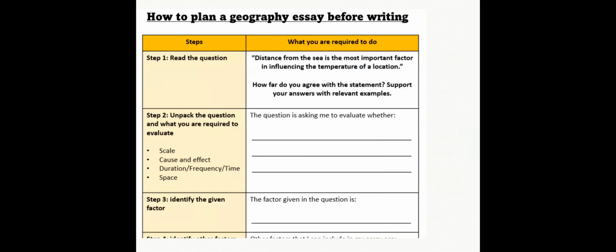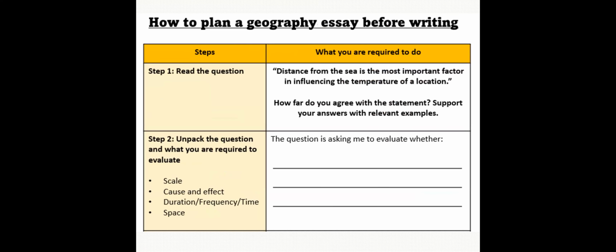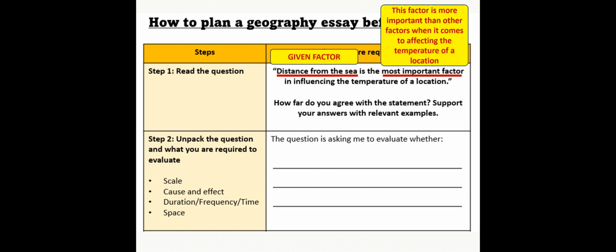All right. Let's say in your exam, you get this question. Distance from the sea is the most important factor in influencing the temperature of a location. How far do you agree with the statement? Support your answers with relevant example. Your first step is to just read the question. Your second step is you need to understand what the question is asking for. And to do this, I suggest that you annotate the question. So what do I mean by annotation?